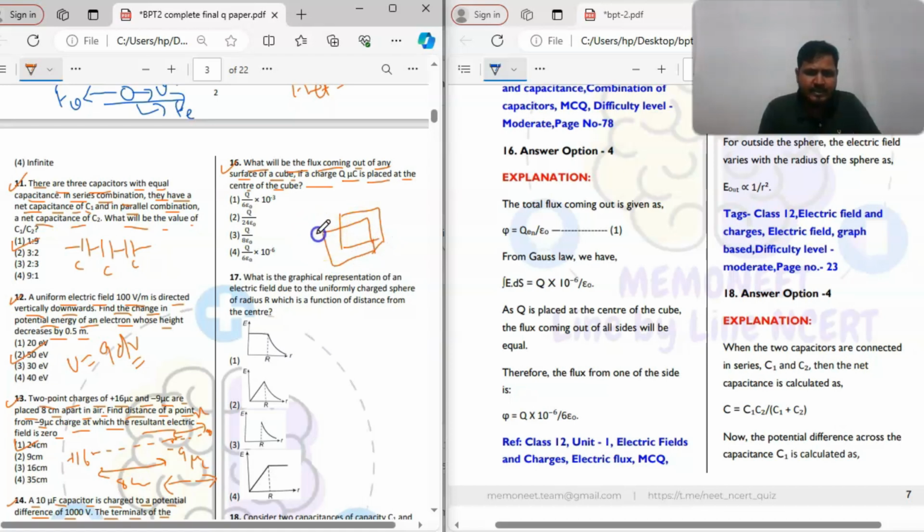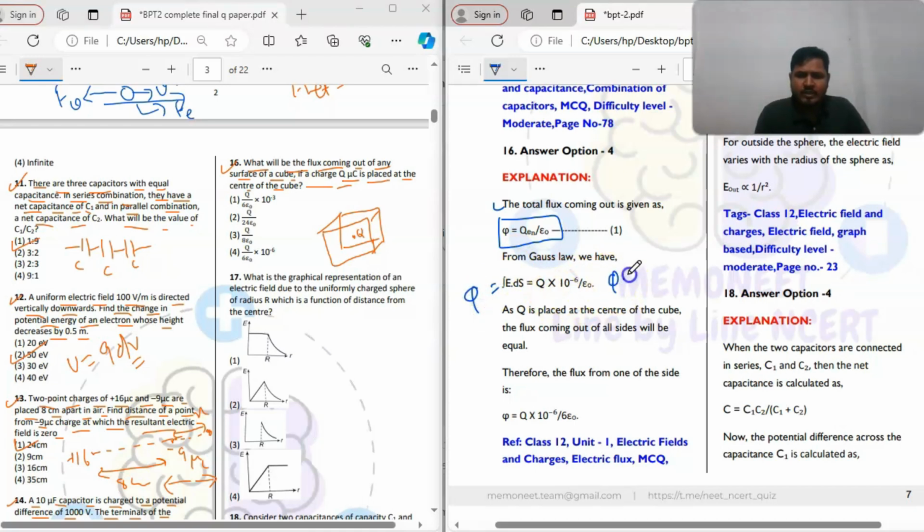This is the cube, and at the center of the cube there is a charge Q microcoulomb. From Gauss's law, the total flux through the closed surface is Q enclosed by epsilon naught. We have to convert Q into coulomb, that is Q times 10 to the power minus 6. This is the total flux.